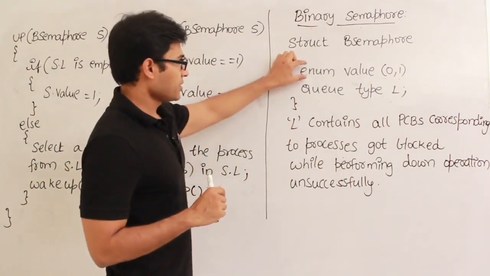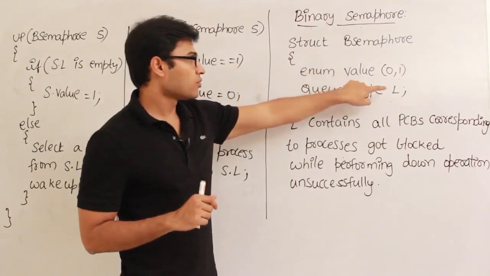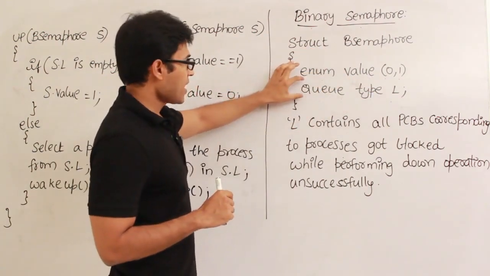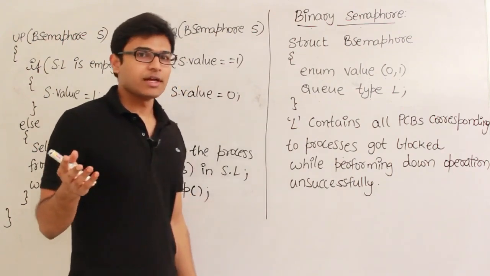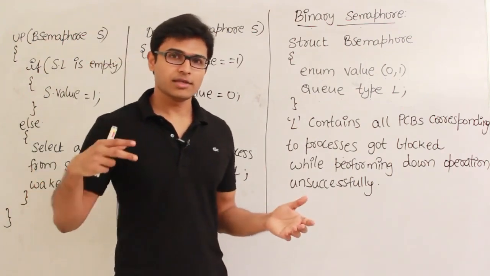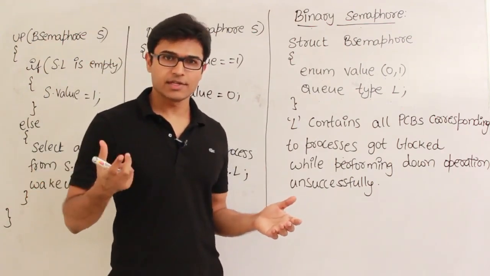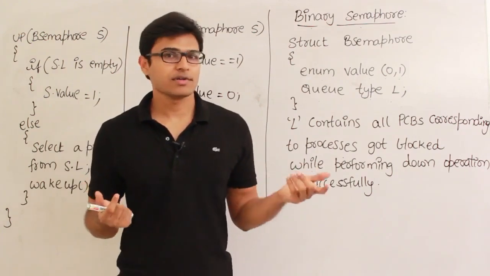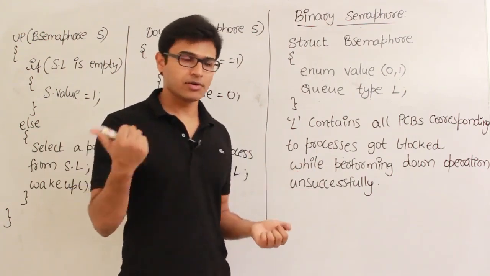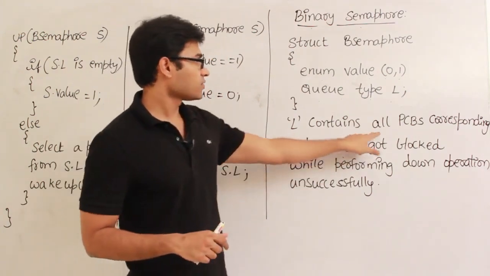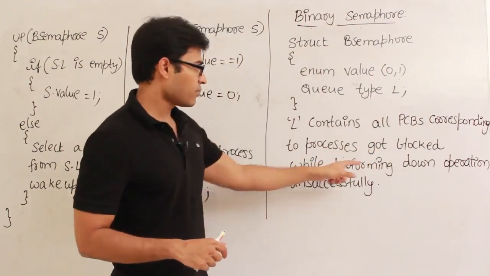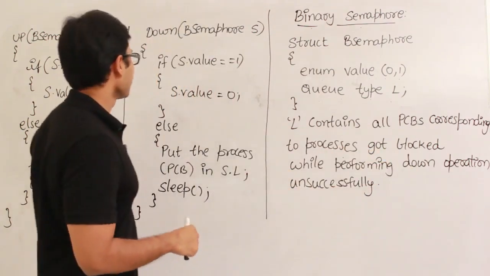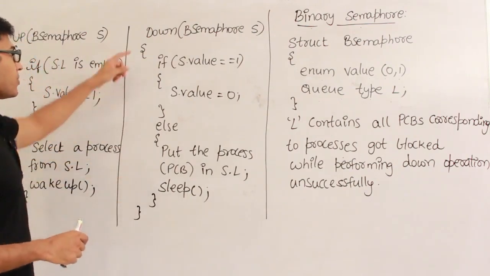Now see this. It contains a structure. One is the value which can take 0 or 1, and the other is a queue. So you know what a queue is. It is simply going to contain all the processes, the PCBs which got blocked because of unsuccessful down operation, just like counting semaphore, right? So L contains all the PCBs corresponding to processes which got blocked while performing the down operation unsuccessfully.